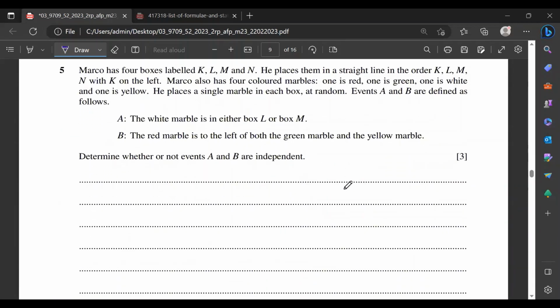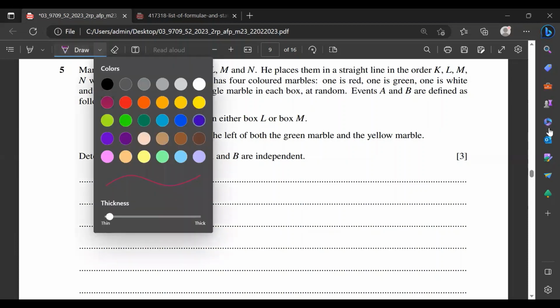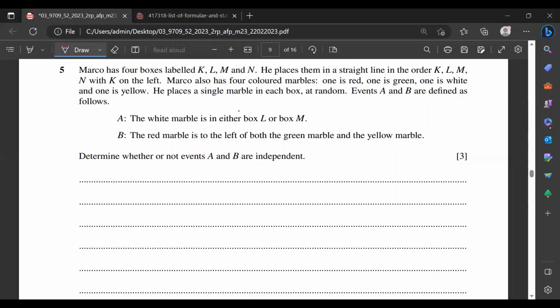Question 5, an important question. Marco has 4 boxes labeled K, L, M, N. He places them in a straight line in the order K, L, M, and N, with K on the left. K, L, M, N.